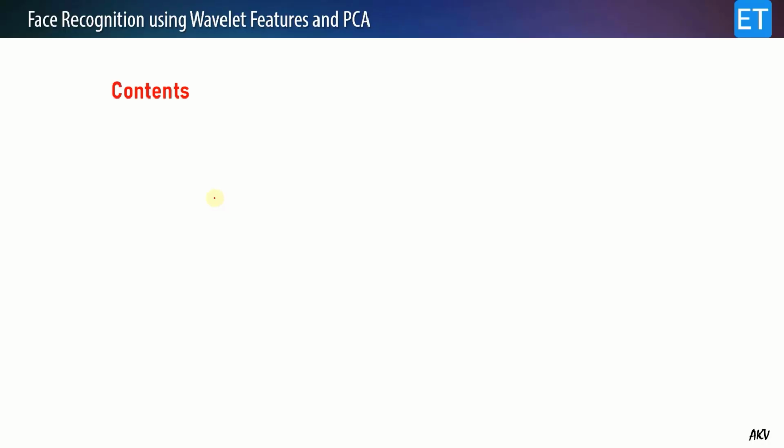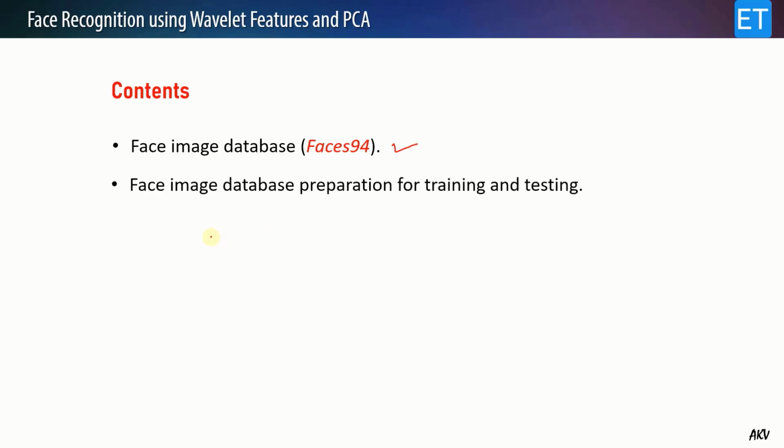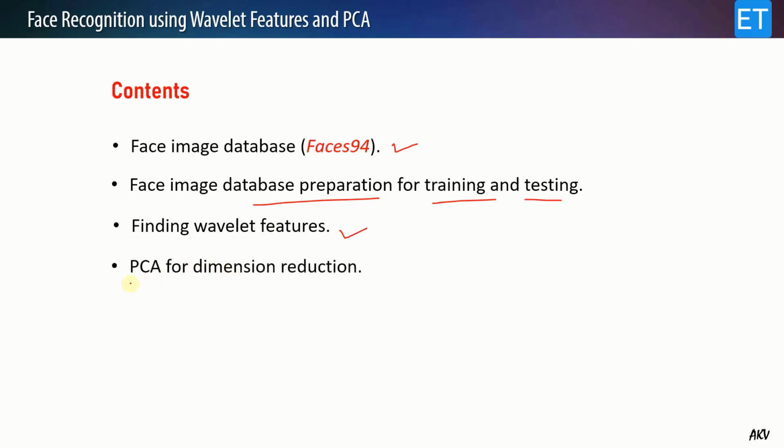Okay, let me show you the contents of this video which I am going to cover. First, I will explain about the face image database that will be used for this problem, and then I will talk about the image database preparation for training and testing. And then I will talk about how to find the wavelet features that will be utilized to recognize the faces. And then I will talk about the principal component analysis for dimension reduction of this feature vector.